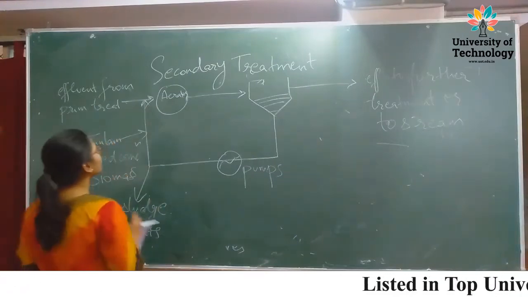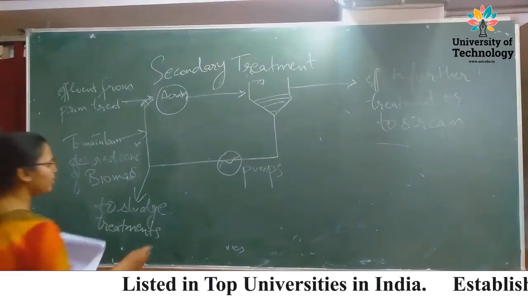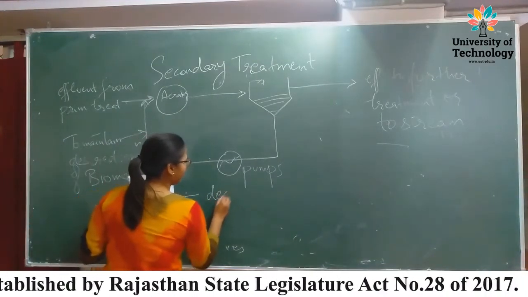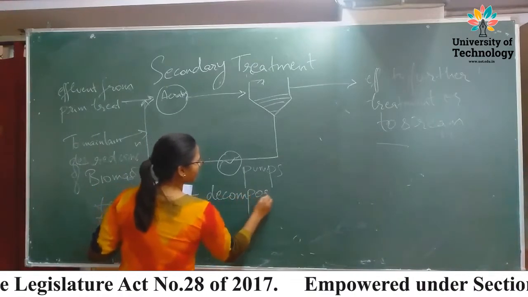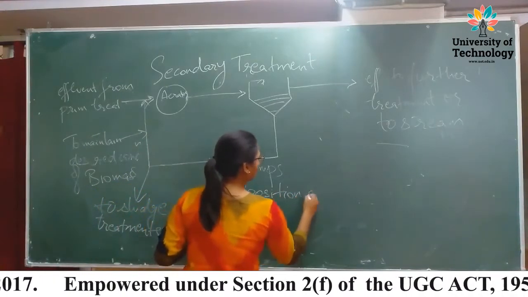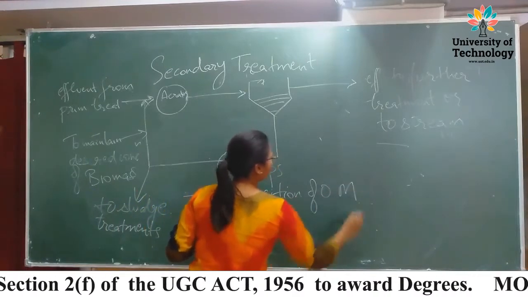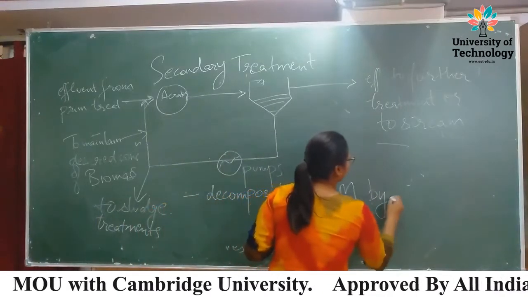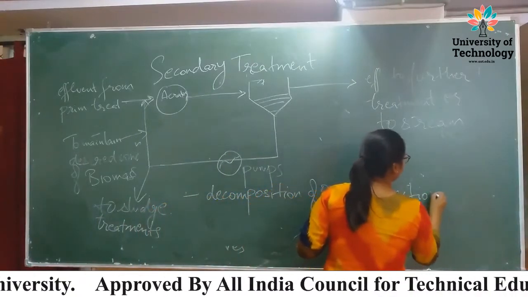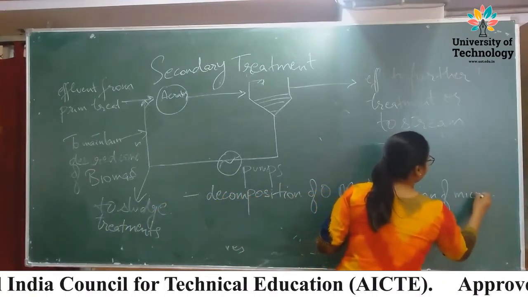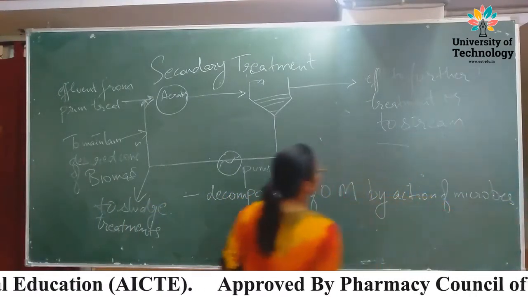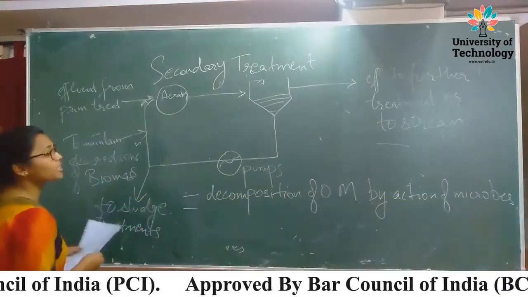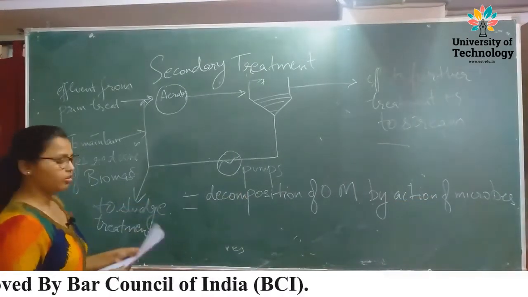Now, the main objective of the whole secondary treatment is the decomposition of organic matter. OM is for organic matter present in the wastewater, by the action of microorganisms, microbes which are already present in our wastewater. Also we supply oxygen here.